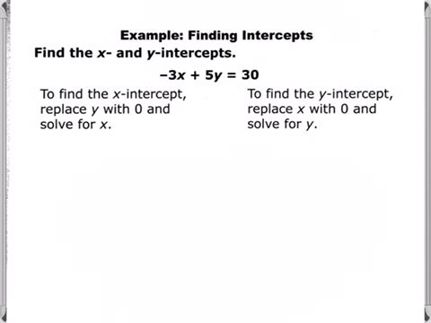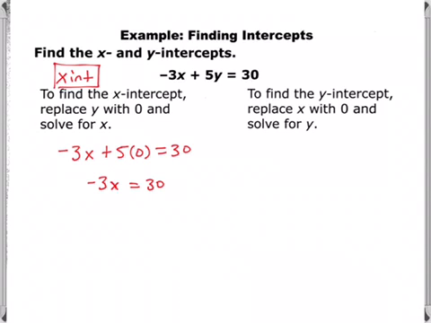We're going to do the same thing in this problem. We want to find our x and y intercept, so we plug in 0 for the other variable and solve for the one we're looking for. So in this case, let's start with the x-intercept again. To solve for the x-intercept, you plug in 0 for y. So we've got negative 3x plus 5 times 0 equals 30. 5 times 0 is 0, so you've got negative 3x equals 30. We're going to divide by negative 3, and we get x equals negative 10. So our x-intercept is negative 10, or we could say negative 10, 0.